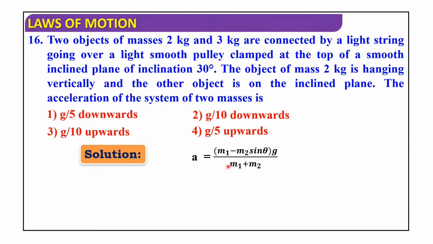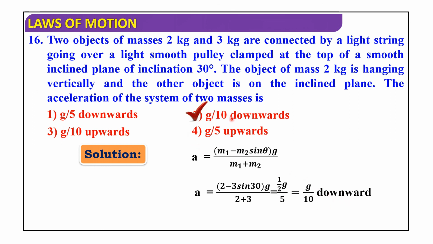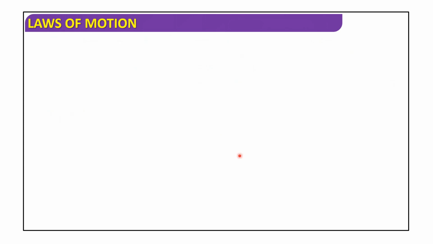a is equal to (m1 minus m2 sin theta) into g by (m1 plus m2). Substituting, 2 minus 3 sin 30 into g by 2 plus 3. Here sin 30 is half, so that is 2 minus 3 by 2. Taking LCM, we are getting (4 minus 3) by 2, that is 1 by 2 into g by 5. So 2 fives are 10, so g by 10 downward. So which option is correct? The second option is correct. Next.